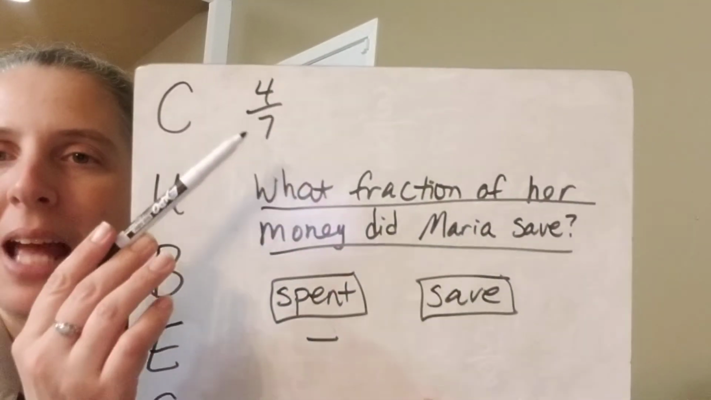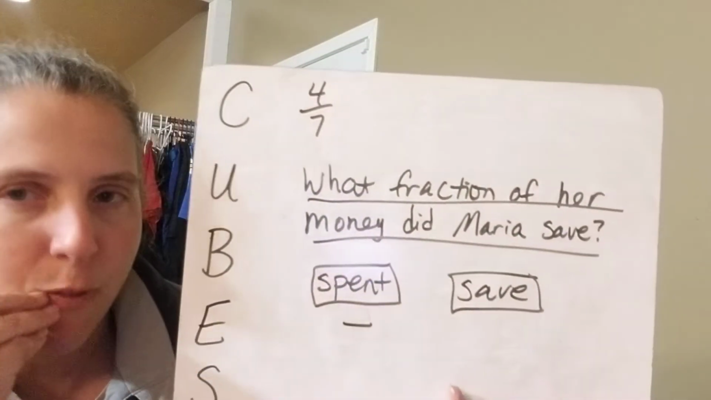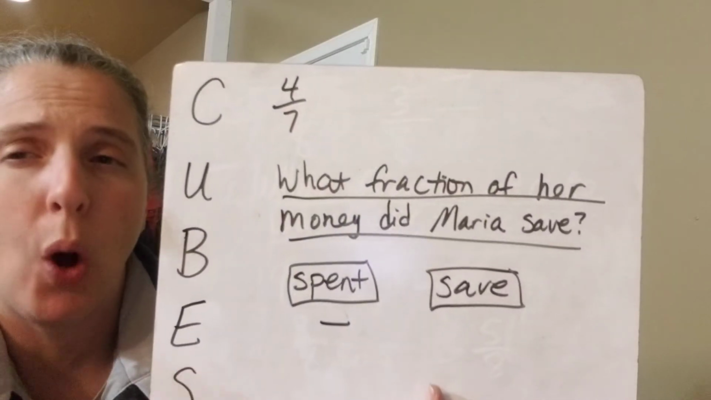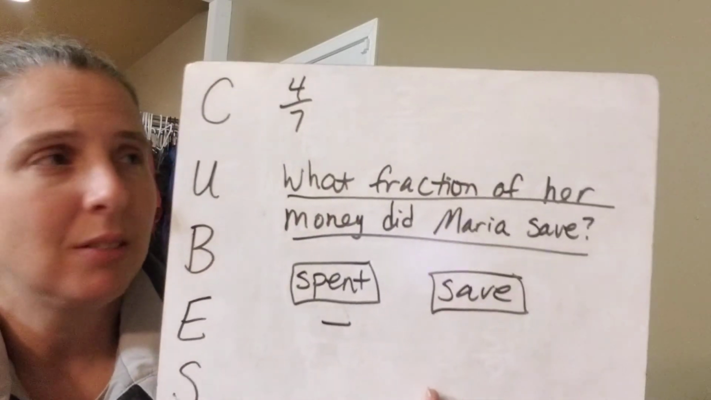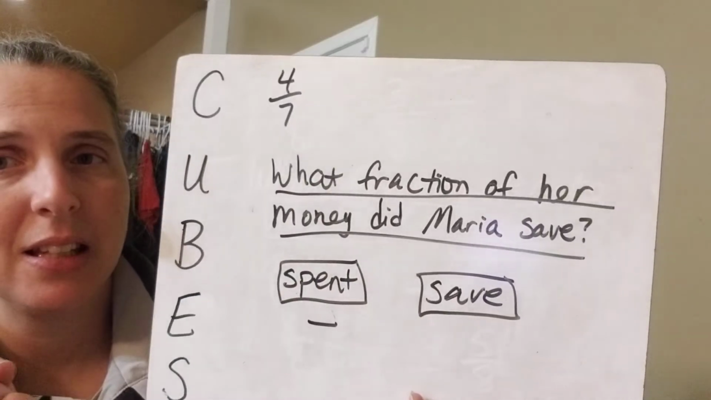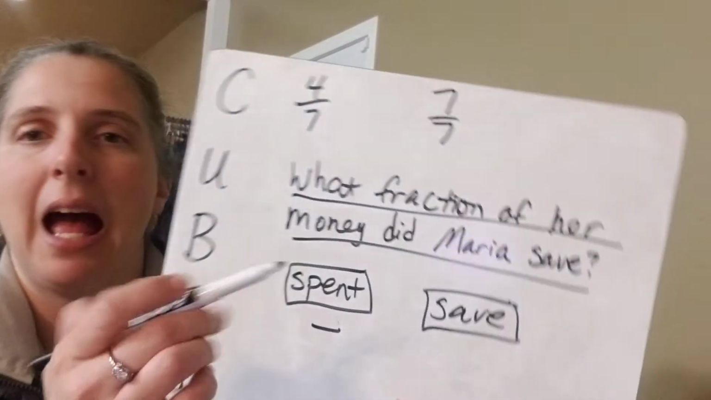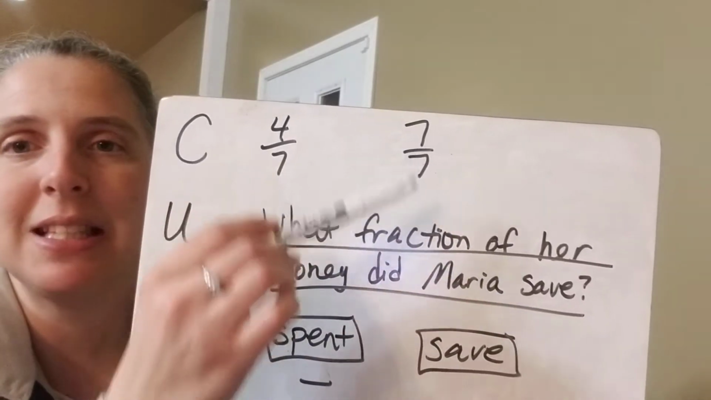But the fact is, I only have one number. I know she spent 4 sevenths. Well, how many does she have? What's one whole? 7 sevenths, right? That's all of it. She had, at some point, she had 7 sevenths.